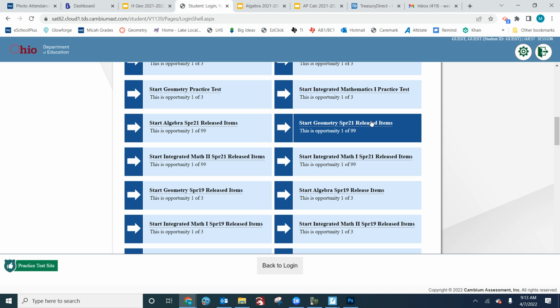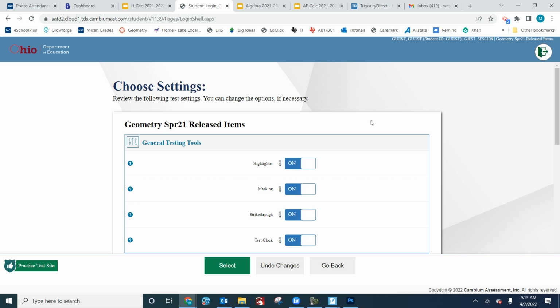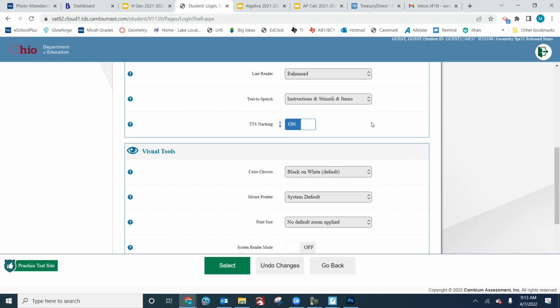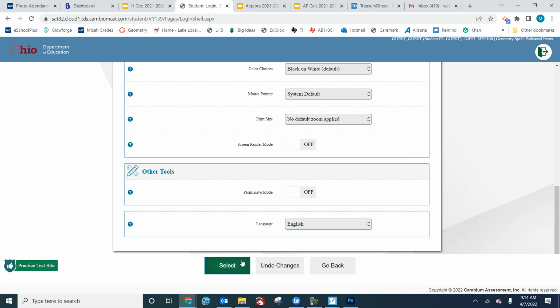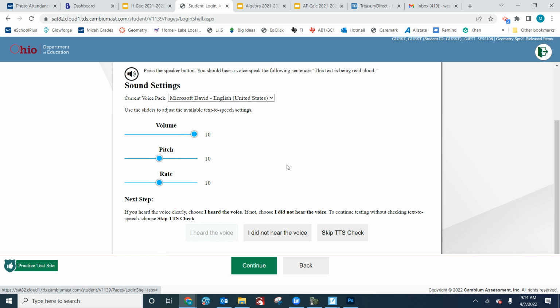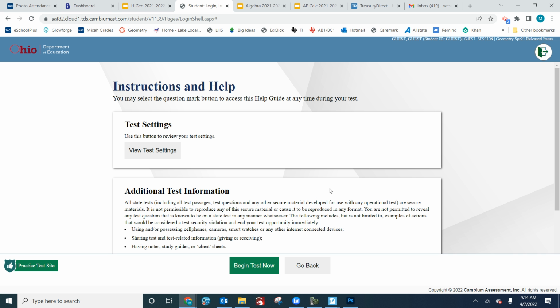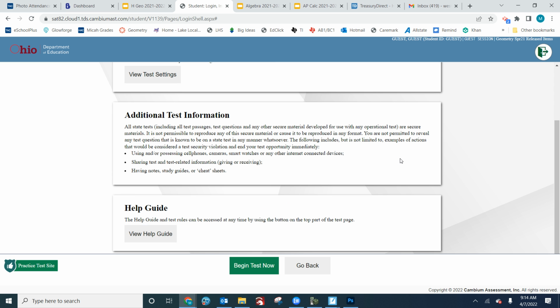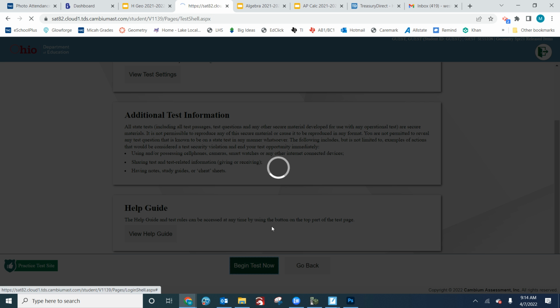Now, some of these you're going to have seen before. We screen captured them and put them in some of the packets you've already done. What we're doing right now is walking through the practice testing site just to familiarize yourself with it. As you click on that, you can scroll down. Select skip the audio test. And when it says begin test now, you can do that. Again, this is just the practice site. Don't panic.